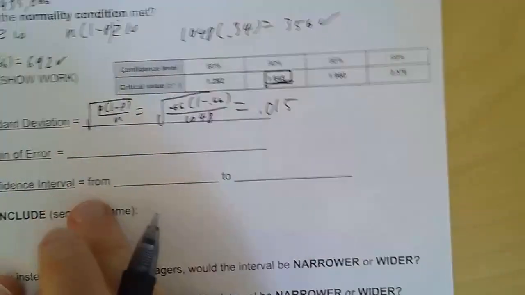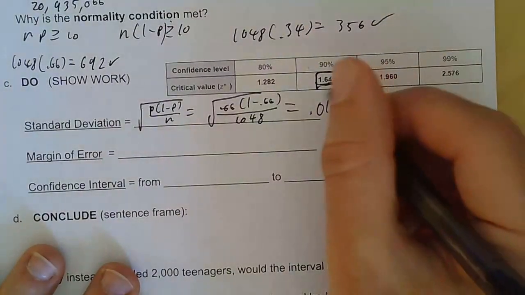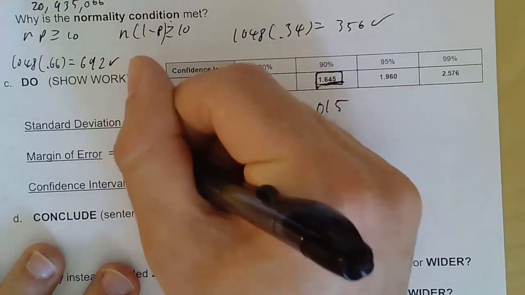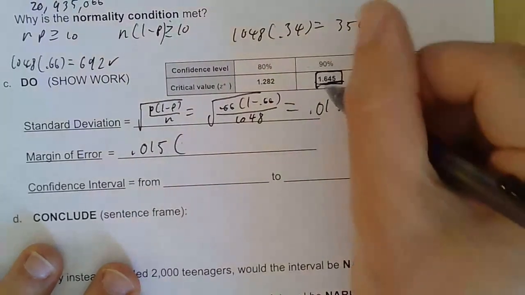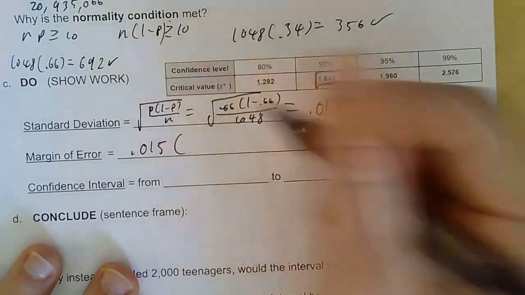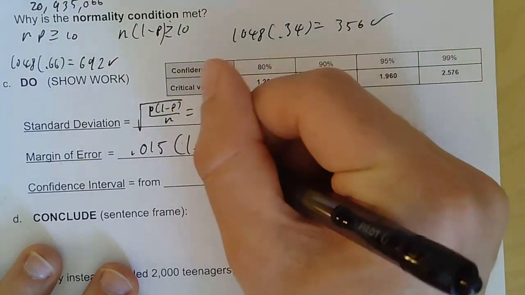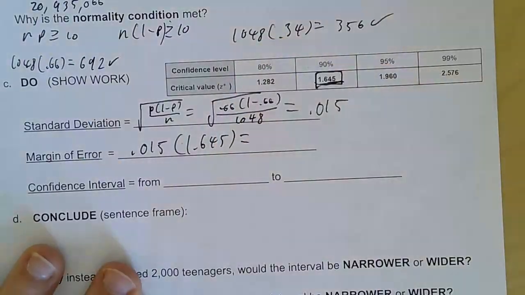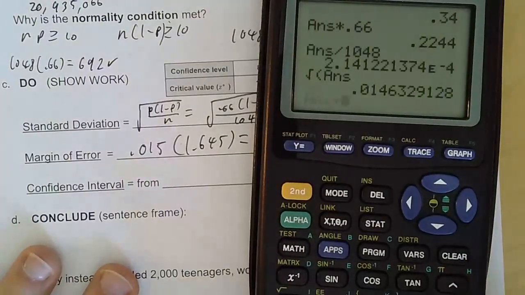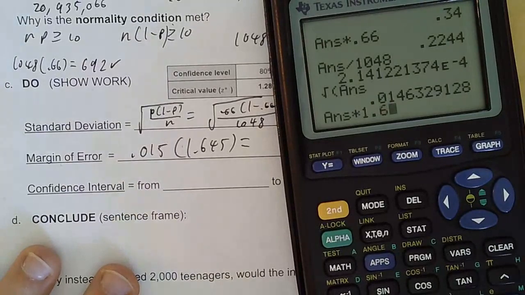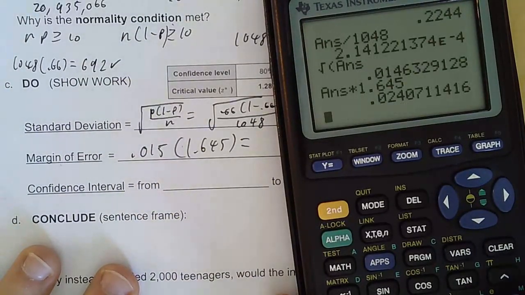0.015, we'll round that up, 0.015. For the margin of error, I take that value, 0.015, and I'm going to multiply it by my z-score, 1.645. And that equals 0.024.